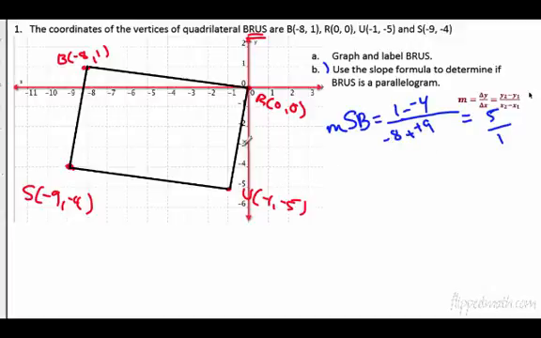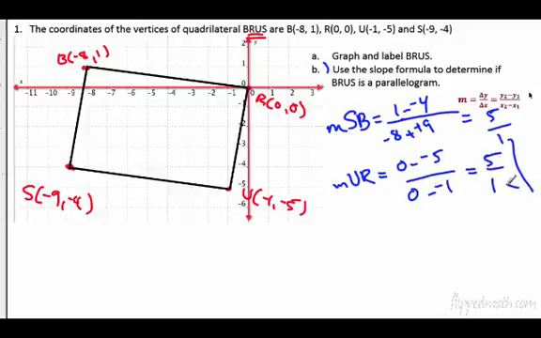Let's look at the slope of UR. Slope of UR. That's going to equal, let's go this way, 0 minus negative 5 over 0 minus negative 1. All right, that equals 5 over 1. Look, oh, look, I can point to these two, and I can say SB is parallel to UR. What's the reason why? The reason why is because they have the same slope.